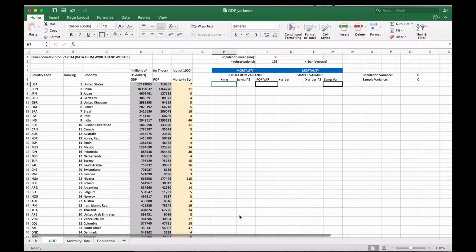So now we're going to take a look at the variance. The variance is a representation, a measure, of how much our data spread out around our mean, or that central point. There are two variances that we're focused on. One is the population, and the other is the sample.